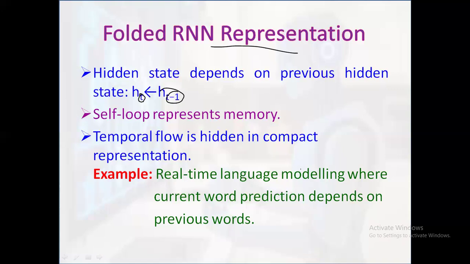It means although efficient, the compact folded view hides the step-by-step temporal flow of data. This makes it difficult to analyze long-term dependencies and training dynamics. The real-time example is real-time language modeling, where current word prediction depends on the previous words.